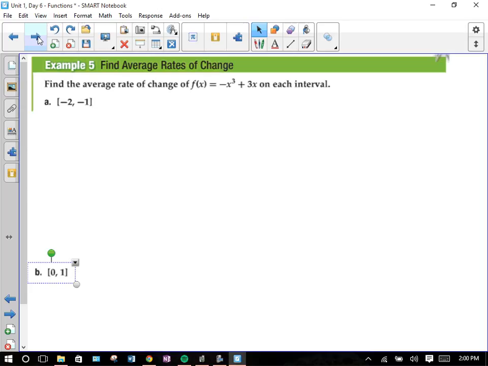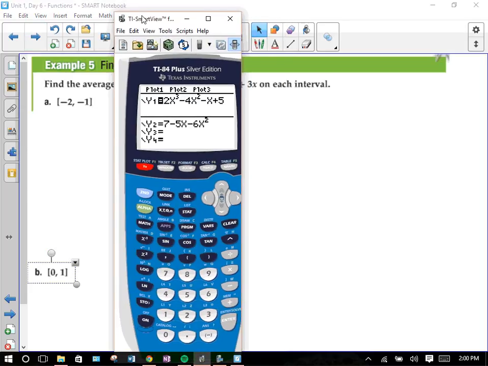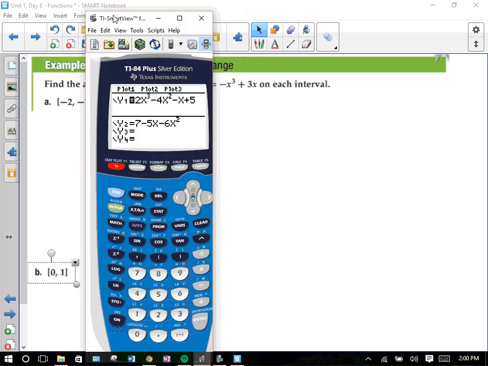It says, find the average rate of change of f of x equals negative x to the third plus 3x on each interval. So the first interval we're looking at is negative 2 to negative 1. So let's graph this. It is negative x cubed, so negative x to the third, plus 3x. Alright, so let's zoom in.